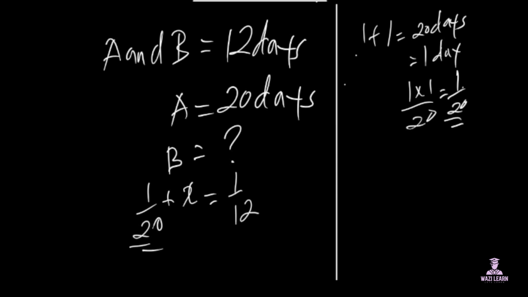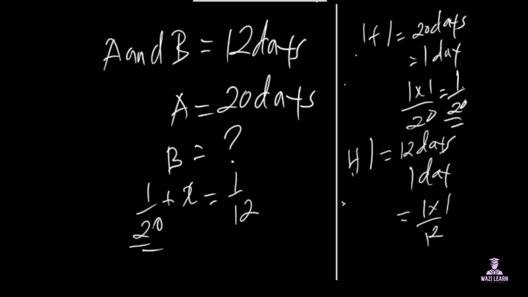My 1 over 12 comes if A and B can complete the whole of the job in 12 days. What about in one day? So in one day it takes 1 times 1 over 12. So in one day it takes 1 over 12 of the work. So, collecting like terms.